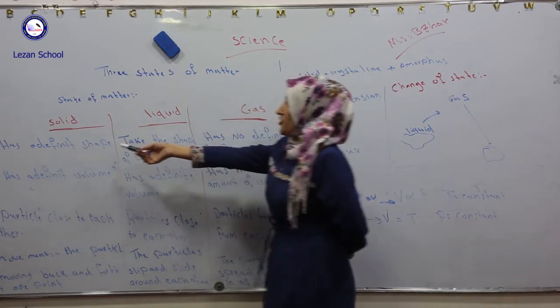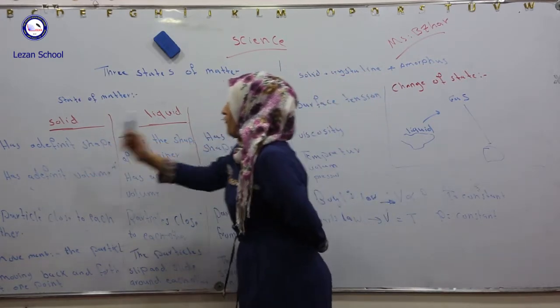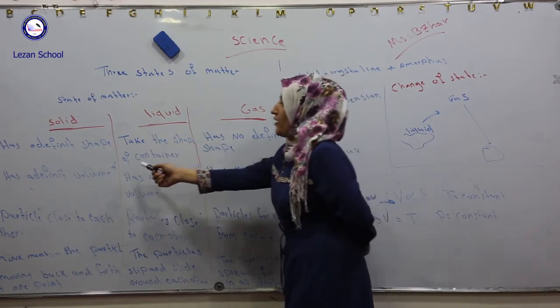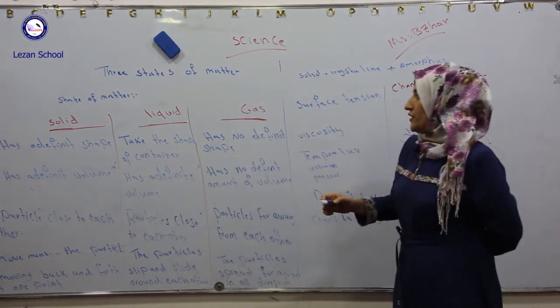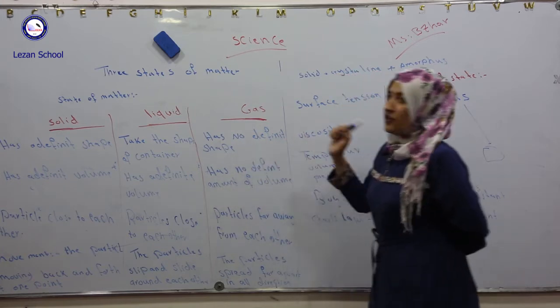Number one, solid has a definite shape and a definite volume, but liquid takes the shape of its container. Gas has no definite shape.